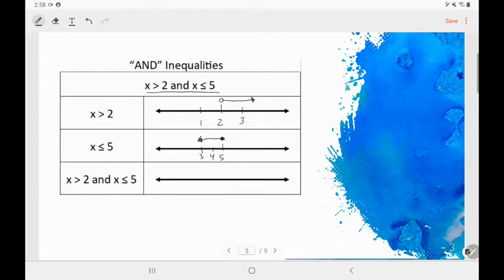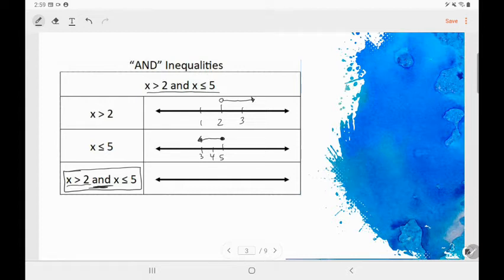Now those are those two separately, but if I am looking at the inequality as a compound inequality, and I notice that it uses the word "and," that means in order to be a solution, it needs to meet both requirements. I need to find a number that is greater than 2 and a number that is less than or equal to 5. So for example, 3 would be one of those numbers because 3 is greater than 2 and it's less than or equal to 5.